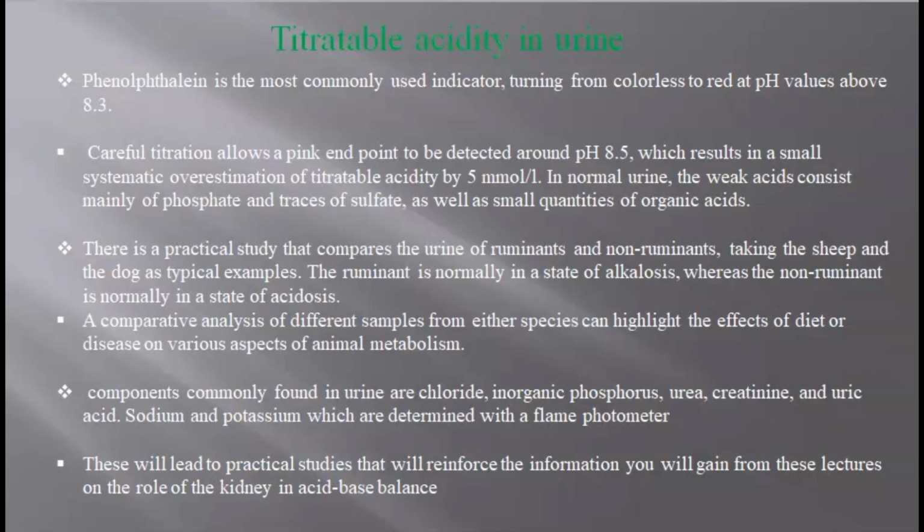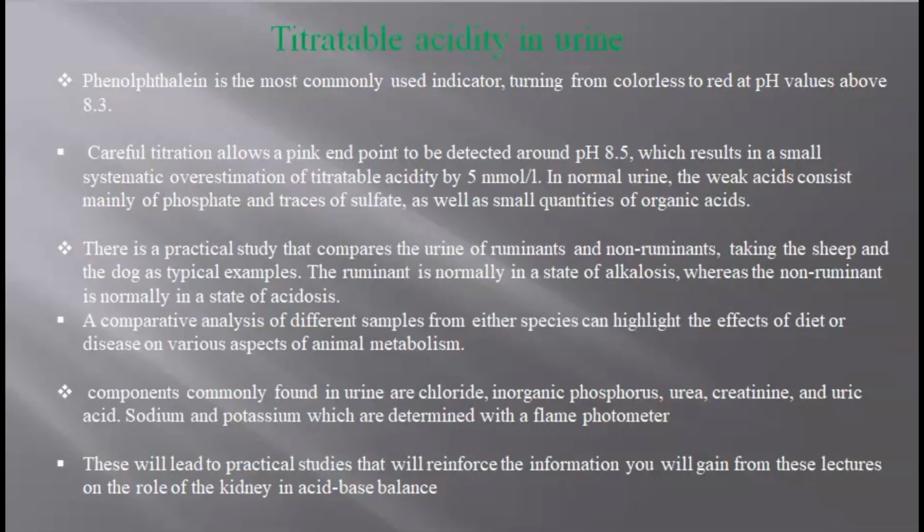Phenolphthalein is the most commonly used indicator, turning from colorless to red at a pH value above 8.3. That is, for you to have a color change using phenolphthalein, turning from colorless to red in urine, the pH must be above 8.3. And under careful titration, it allows a peak endpoint to be detected around the pH of 8.5.